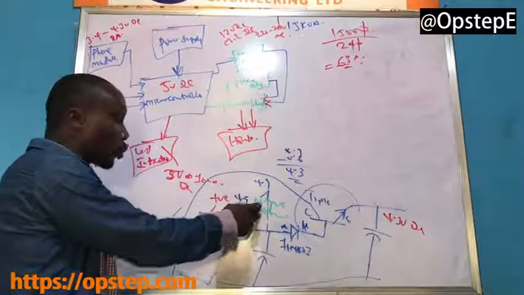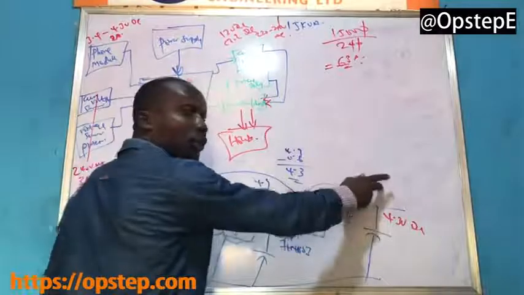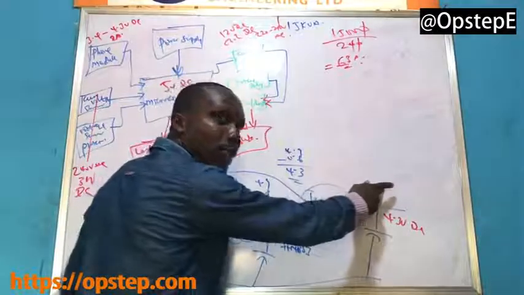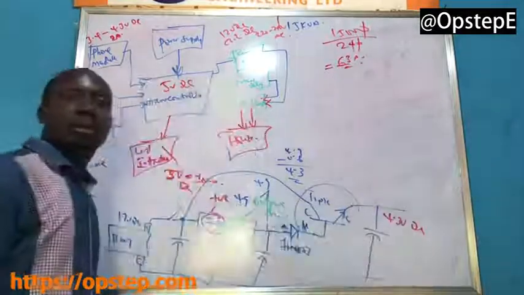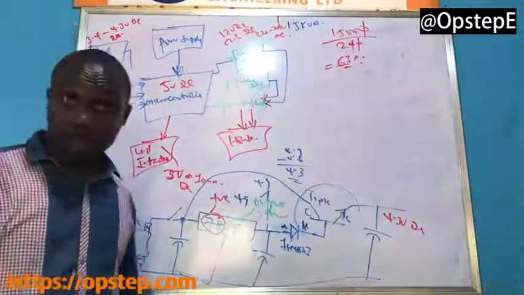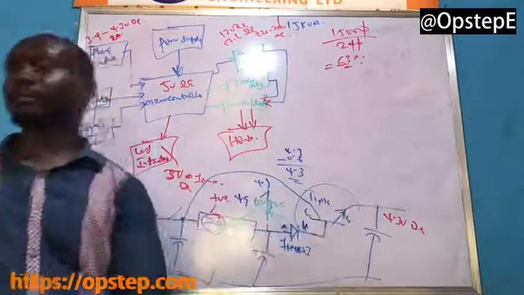Does it make sense? So 5 volts is gotten here at 1 amp, your 4.3 volts is gotten here at more than what? 1 amp. And this is where your 4 module gets its voltage supply. Does it make sense? So this is what your power supply looks like.